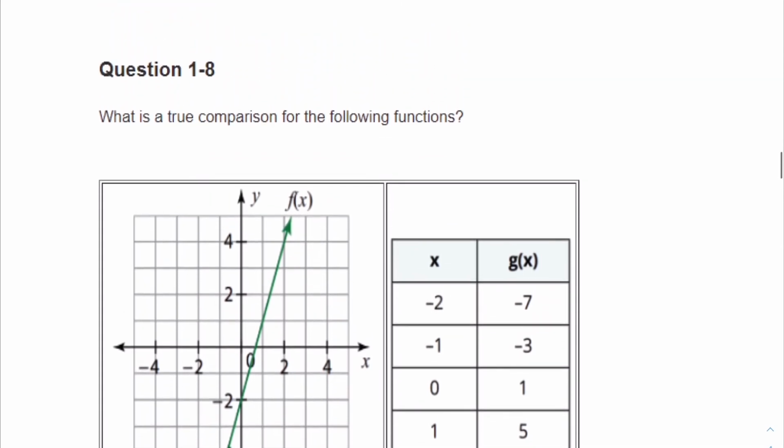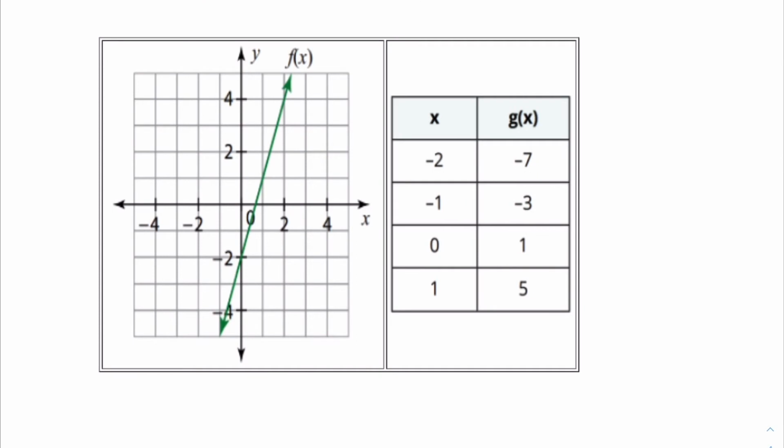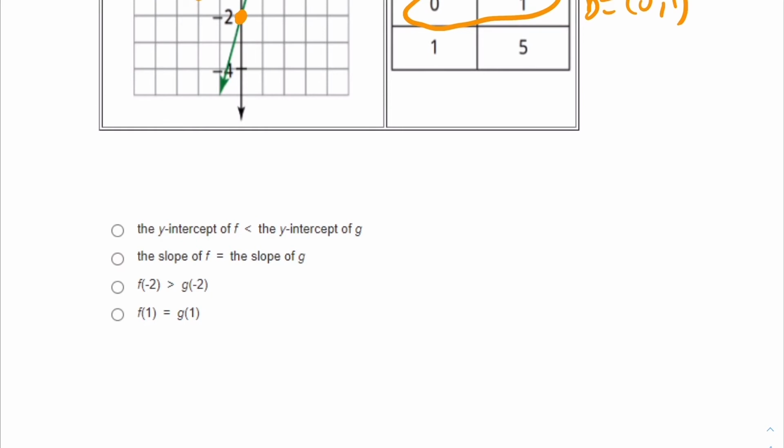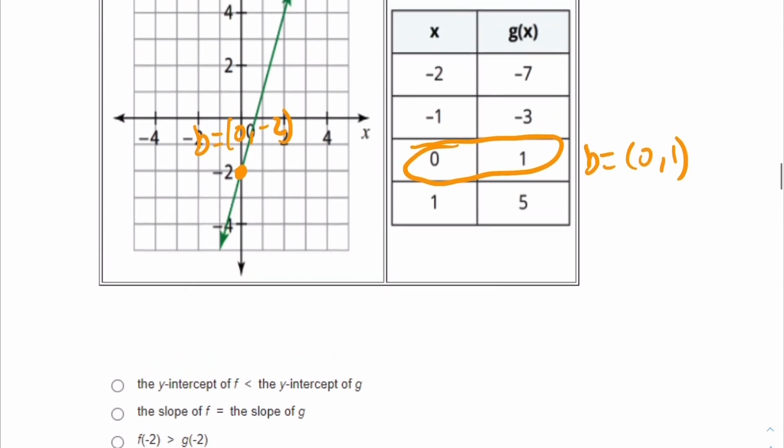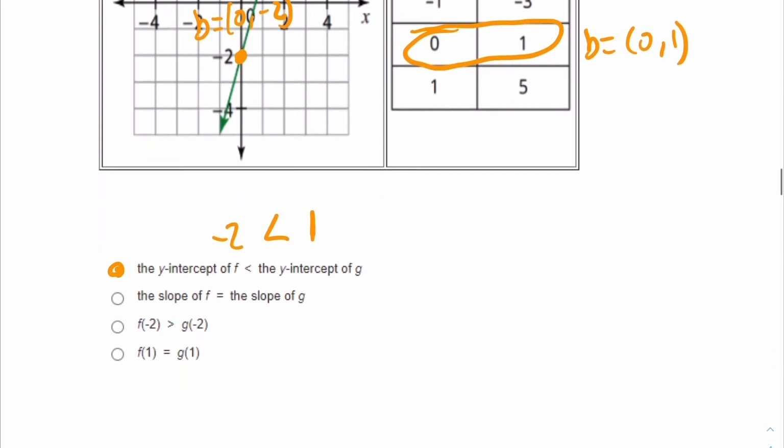What is true when comparing these functions? We have a graph on the left and we have a table on the right. If you look at the graph on the left, b equals 0, -2. On the right, this is our b. The first answer choice is talking about y-intercepts. The y-intercept of f is less than the y-intercept of g. Well, f had -2 and g had 1, and -2 is less than 1, so that's right.